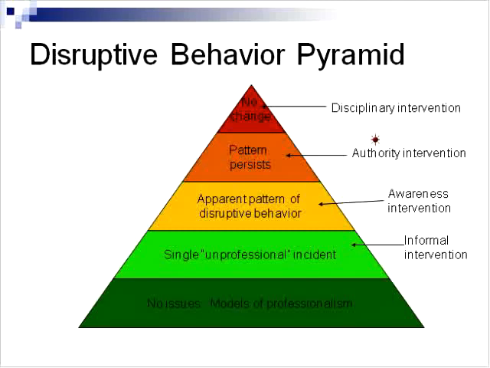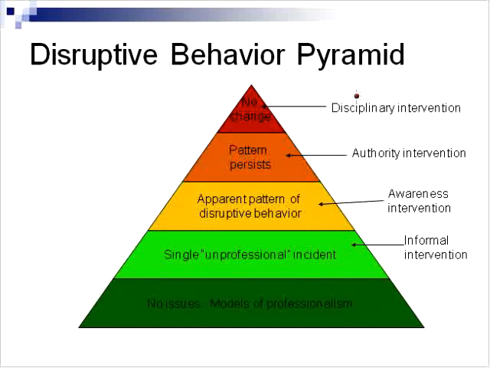So at this point, we really need to have authority intervention, and that might include having coaching models or mentors, or setting up a buddy system with this practitioner so that that person can help to monitor their behavior and help to remind them when they're escalating to a point where they're going to move into a disruptive behavior situation.